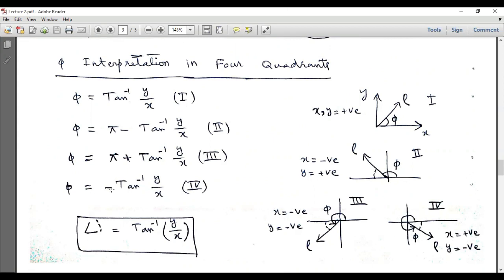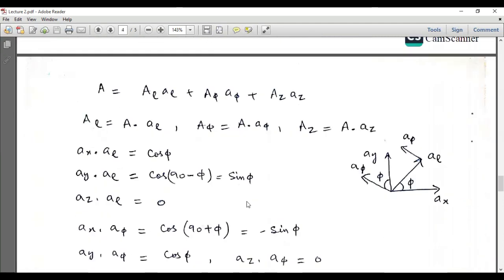So it is actually 2 pi minus tangent inverse y over x. But since we know that 2 pi corresponds to 0, if we assume 2 pi equal to 0, we will get phi equal to minus tangent inverse y over x. And this dotted angle which is shown in these figures is actually equal to tangent inverse y over x. So this is how we can calculate phi if our point is lying in any of the four quadrants.